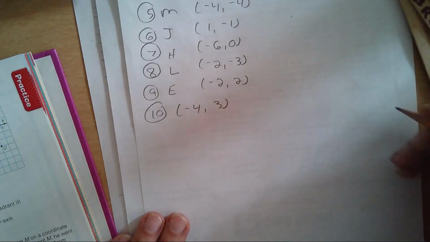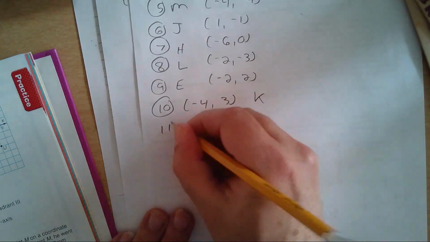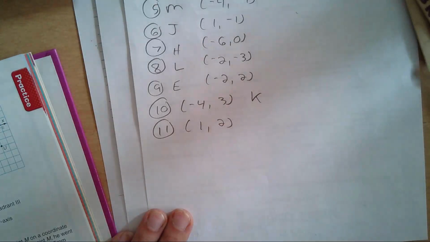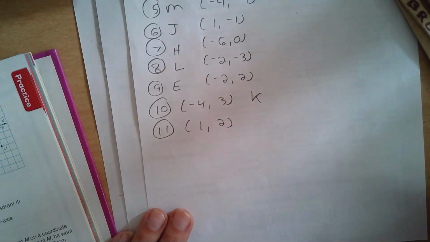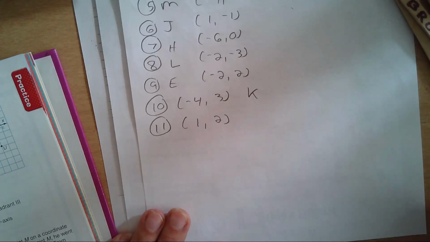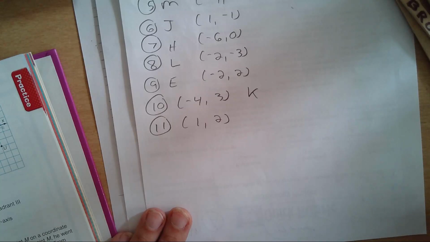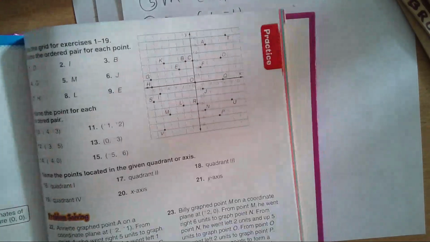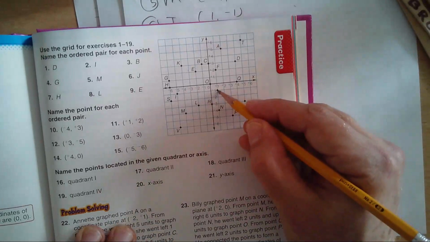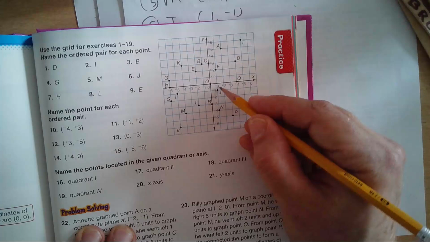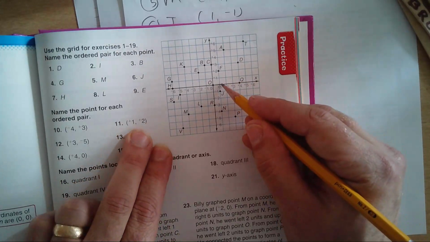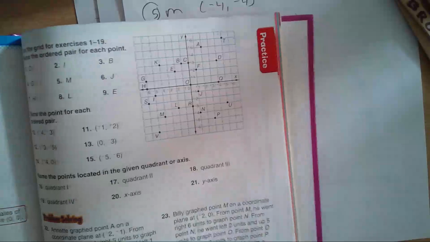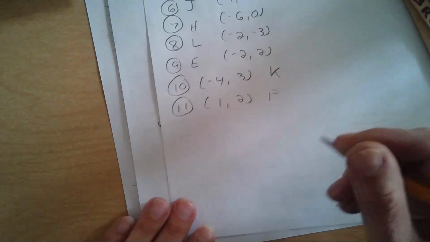K. Letter K, correct. Number 11, +1, +2. Not A. J is at 1, -1. So F. F is 1 spot over, and then 2 spots up. There it is right there. 1, 2. So F it shall be. Good. All right, 4 more, and then we're done.